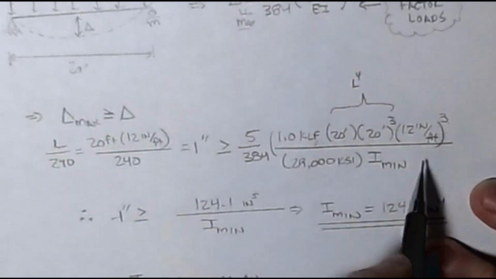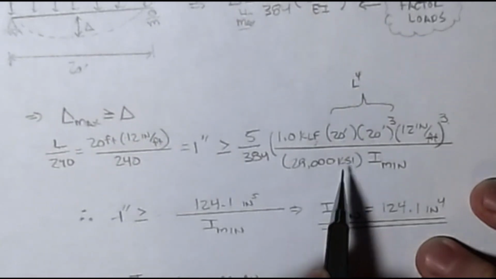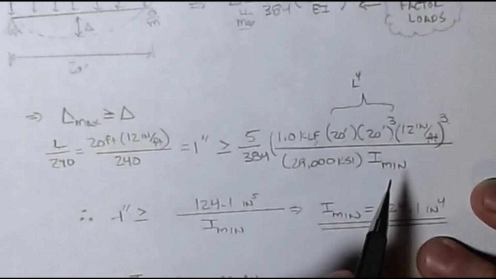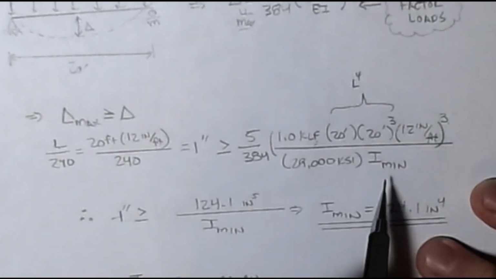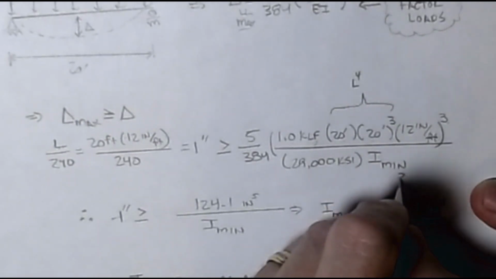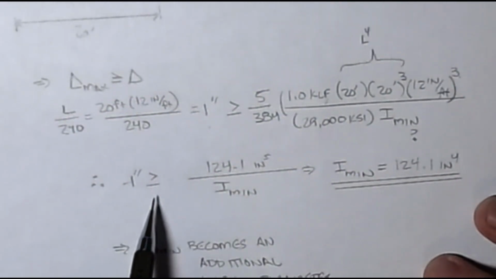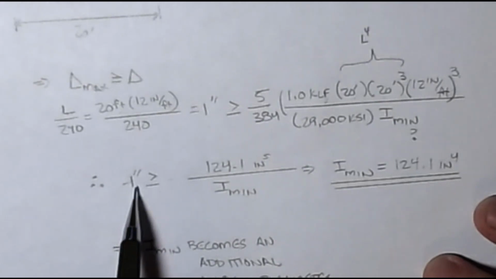Okay, and then I divide that by 29,000 ksi, which is our E for steel. Then I have an I minimum that's required for this particular beam. Again, we don't know what this value is. We haven't designed it yet.